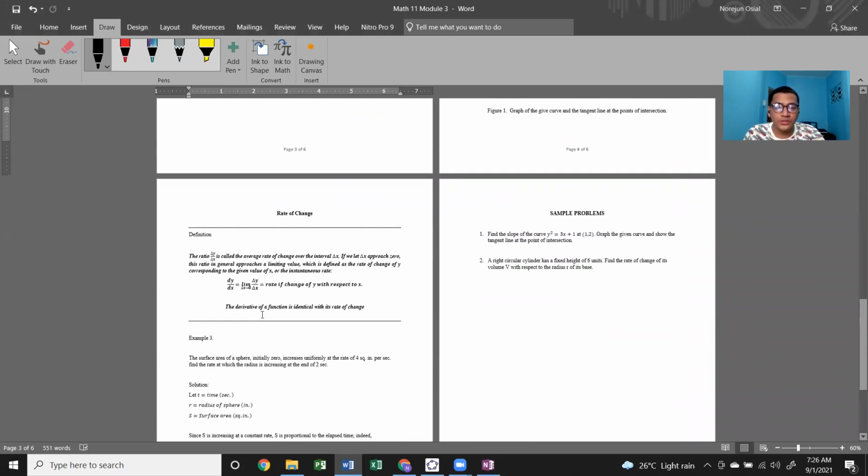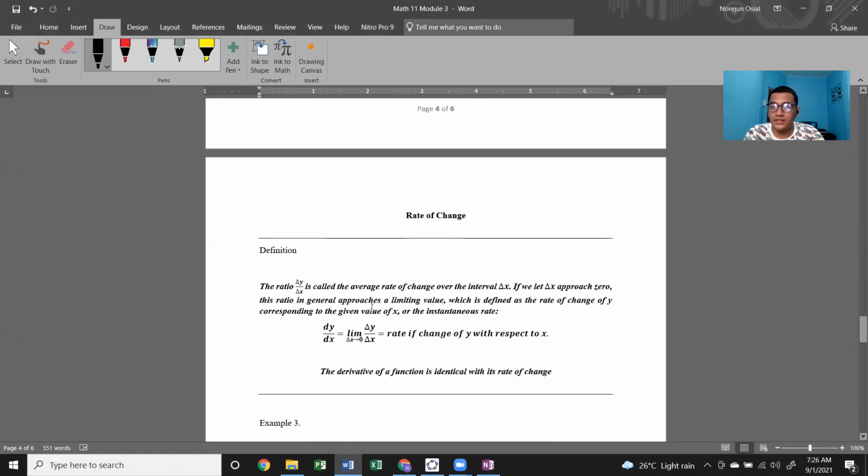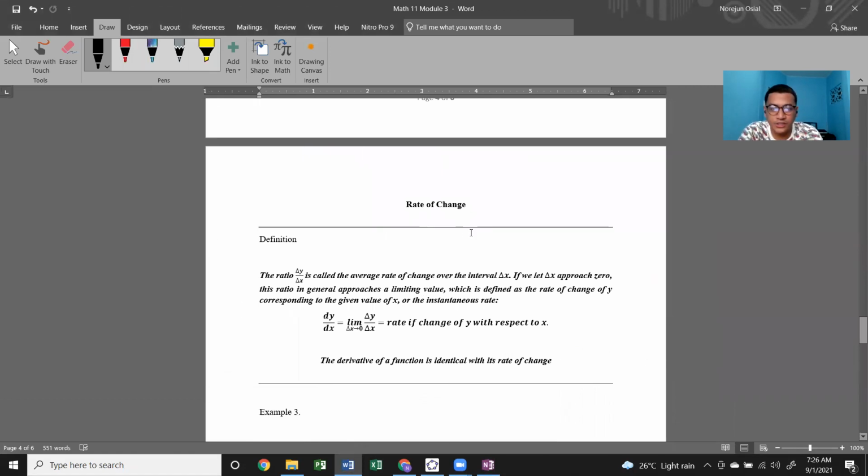Now let's proceed to another application of the derivative, which is the rate of change. By definition, the rate of change is identical to the derivative of a function. And why is the derivative very useful? You can appreciate it, class, when you solve problems. But let me give you an example for you to visualize the application of the derivative for the rate of change.